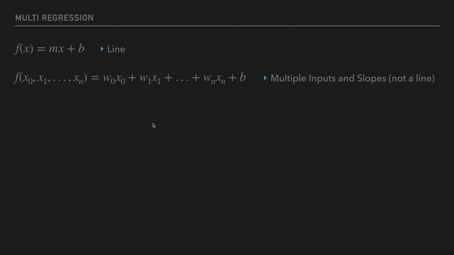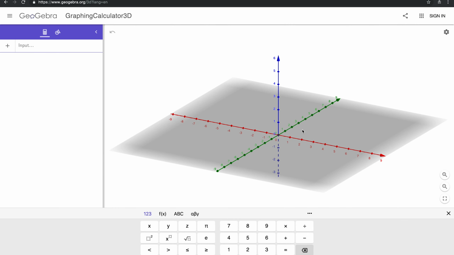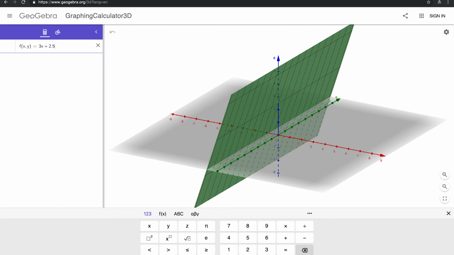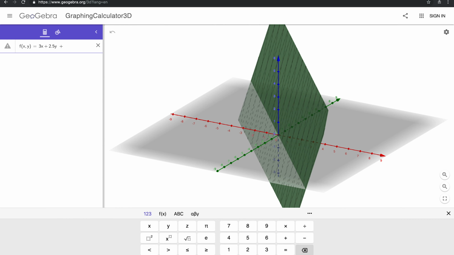Great, so let's go into a little visualization before we move on to anything else. Okay guys, I have this cool tool that I found online. This is GeoGebra. It's like a multiple input function, so let me call it f of x, y. It's in 3 dimensions. Let me give it a weight of 3x and then a weight of 2.5 for y. And for b, let's just say it's going to be 0.50.